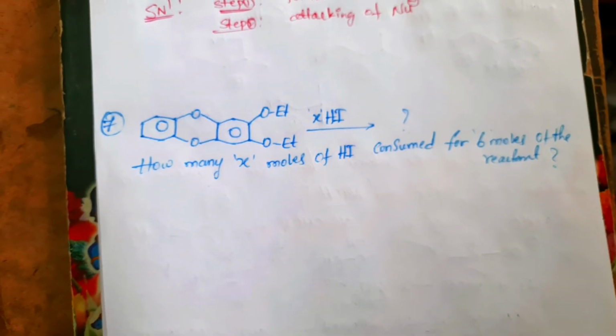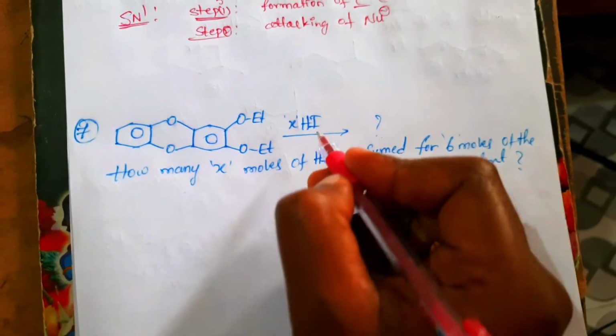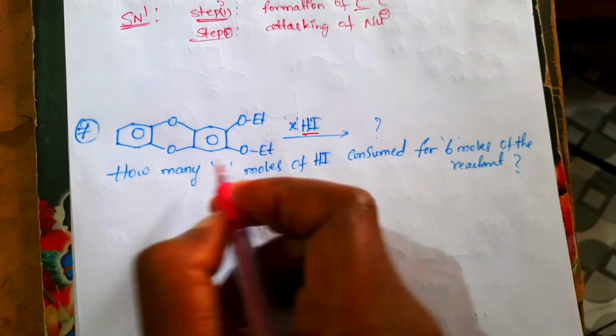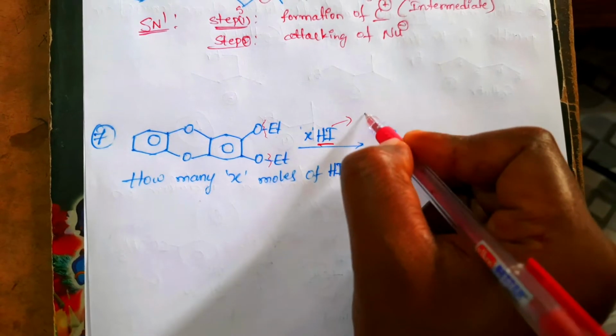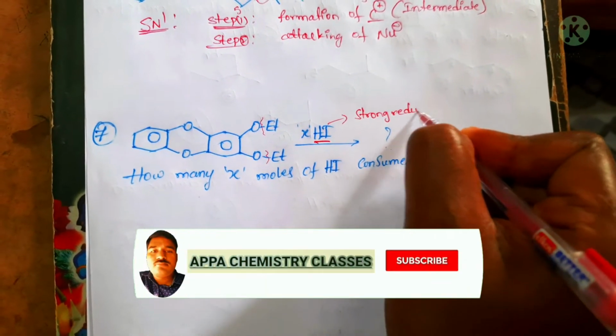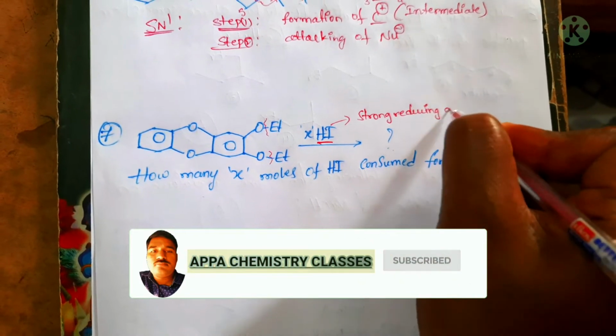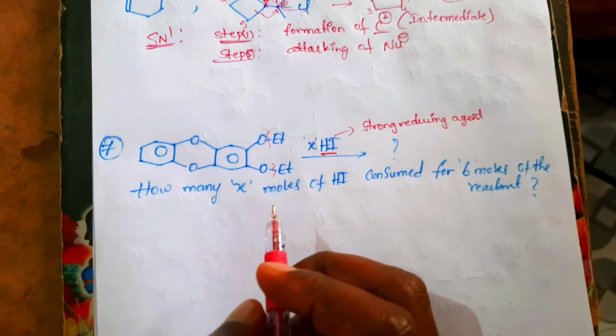Now next one, question number 7, you see once. In this case it is an ether reaction. Now here whenever hydrogen iodide is reacting, this bond will be broken here. It is a strong reducing agent which reduces the ether into alcohol and alkyl iodide.